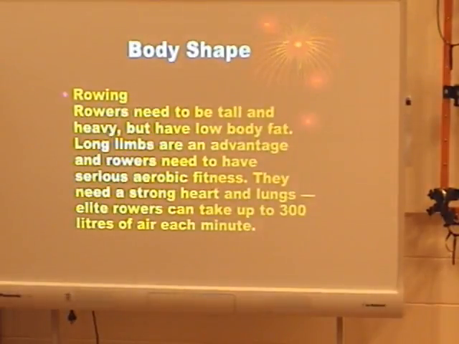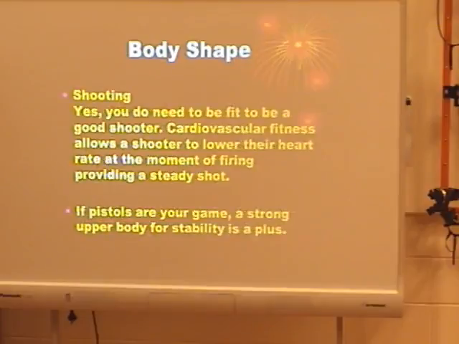Rowers tend to be tall and also heavy, but very low body fat. They're tall because you want long limbs to give a mechanical advantage, and they need to have a lot of aerobic fitness. So they need to be able to have good lung capacity and heart capacity. They can take in 300 liters of air each minute, which is way above normal.